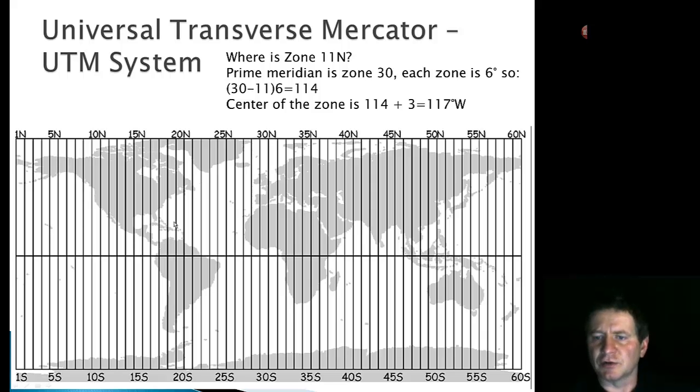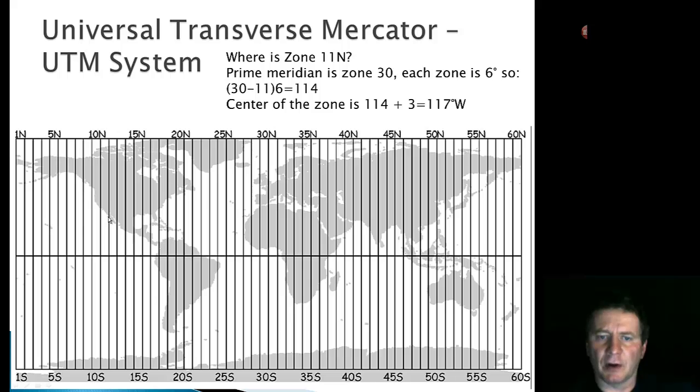Universal Transverse Mercator, the UTM system. This is a system that was developed to establish a series of UTMs around the globe. Now these are not state systems. These are the UTM system, which each one is defined. Each zone is 6 degrees, and so correspondingly the center of the zone here for zone 30, the 30 minus 11 is 117, so that tells you it's 117 west.